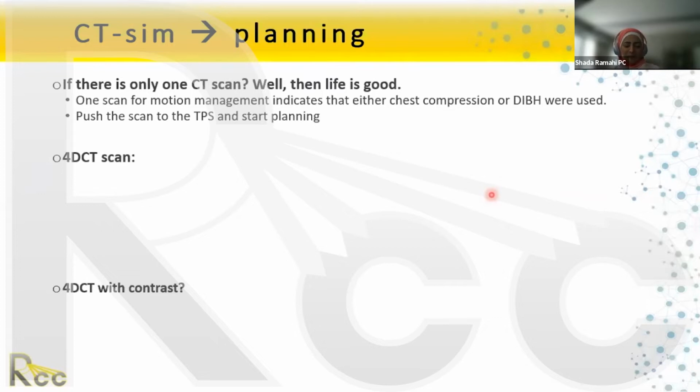If you only have one CT scan to send to planning, then life is good, right? If I'm doing chest compression with contrast, or I'm doing the IBH with contrast, then you push that single scan to the planning and you work with it. One note of caution is that if the contrast produces artifacts, then the physicist or the planner needs to contour those artifacts and assign a Hounsfield unit or a CT number, right? Because the patient will be treated without contrast, make sure that the treatment planning system is calculating without the contrast agent. Only if you have a lot of artifacts.